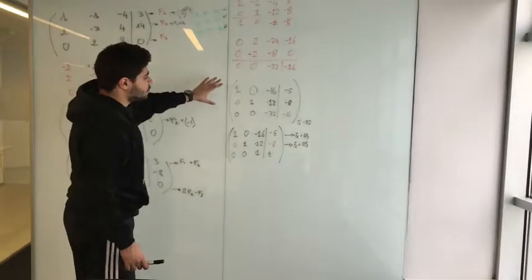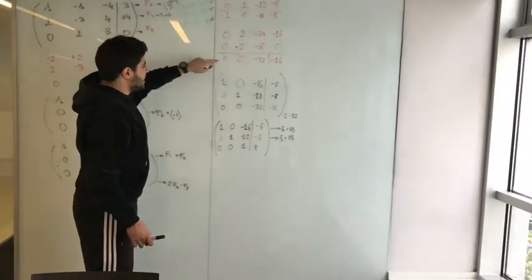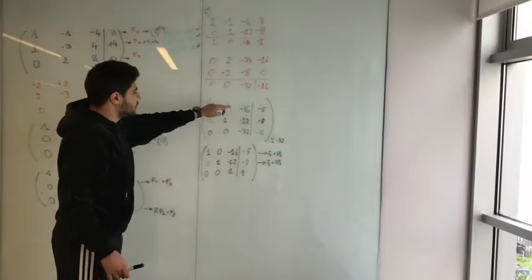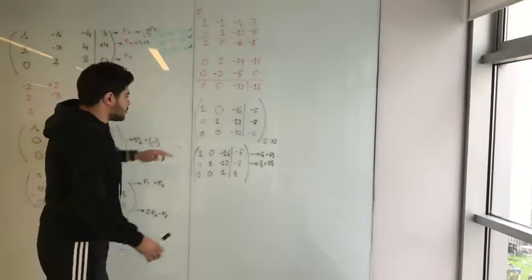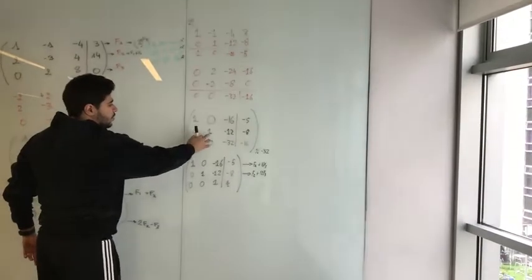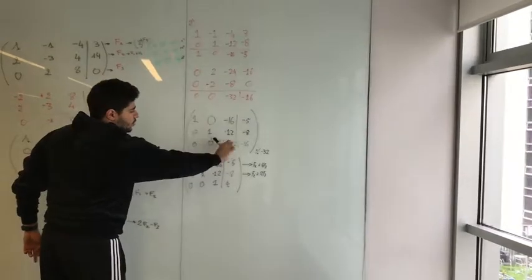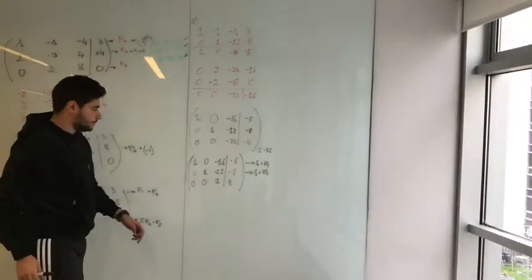And then you write your new matrix composed by this and this. So this one is the new first row, here, 1, 0, minus 16, minus 5. We keep the second one, because we had the 1 here, so we keep it as it was: 0, 1, minus 12, minus 8. And we write our new row number 3, that is 0, 0, minus 32, minus 16.